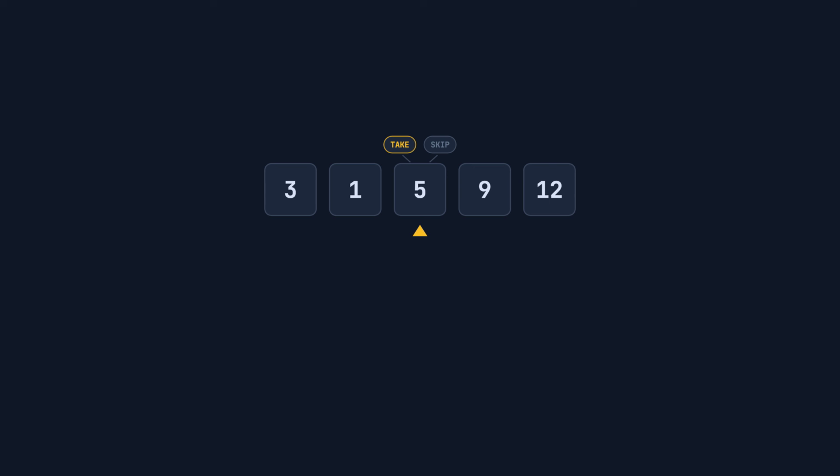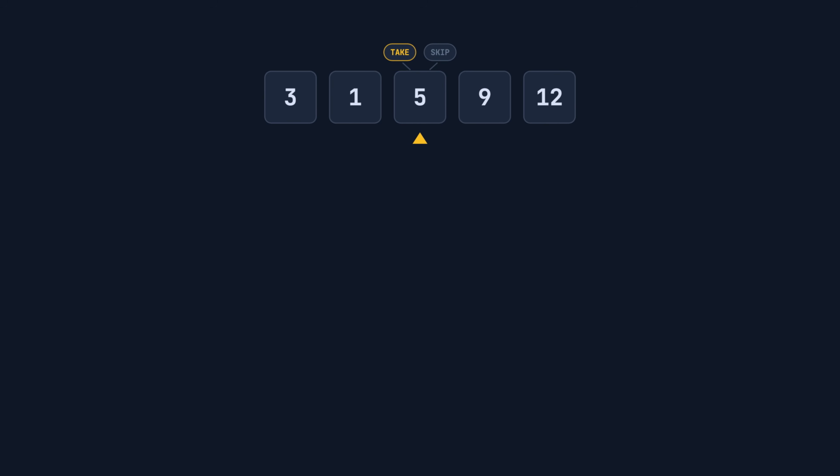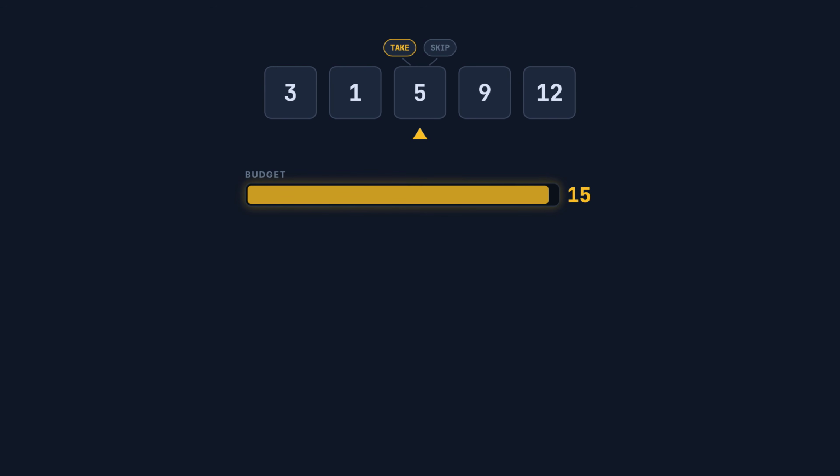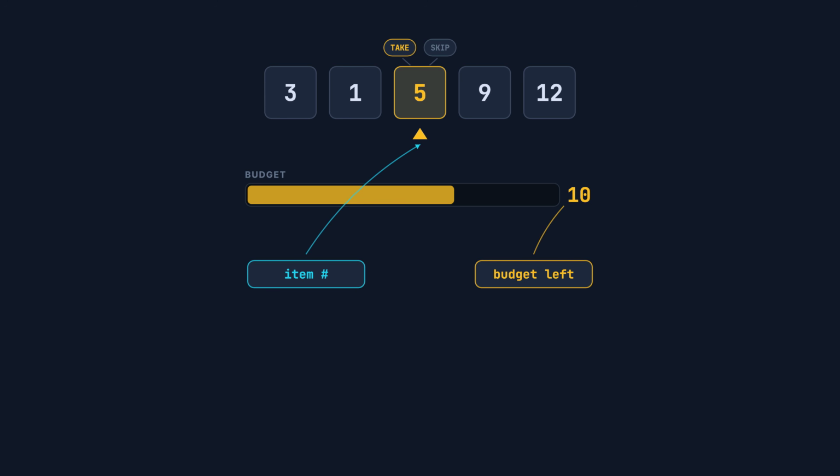Standing in the middle of the list, what do you have to remember for the rest of your decisions to even make sense? You need to know how far into the list you are. Sure, that's the houses again. But that's not enough anymore, because whether the rest can work depends on how much of the 15 you still owe. Take the 5 and now you only need 10 more. So you're carrying 2 numbers now. Your position in the list and the budget you have left.